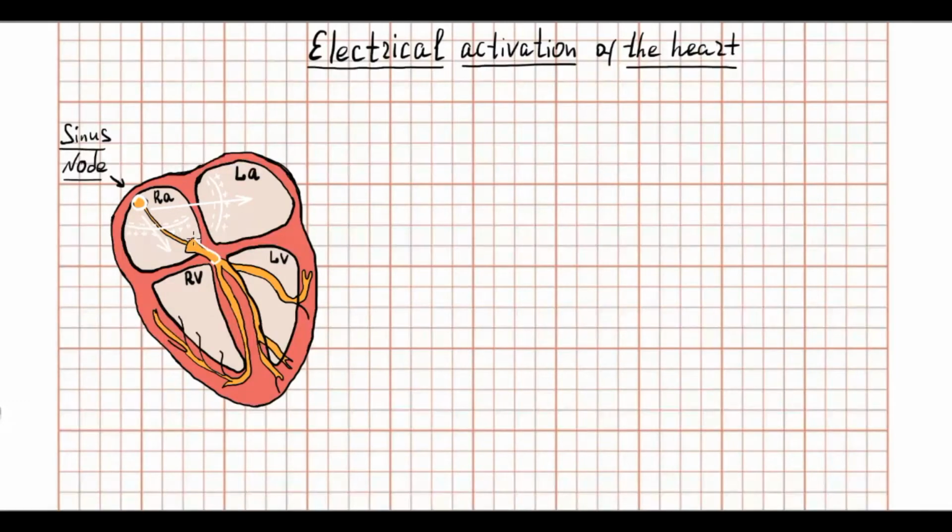The electrical stimulus then reaches the atrioventricular junction, also called the AV junction. The AV junction connects the atria and ventricles. It is located at the base of the interatrial septum and extends into the interventricular septum. The upper part of the AV junction is the atrioventricular node. The stimulus is delayed in the AV node, which allows time for ventricular filling. The lower part of the AV junction is called the bundle of His.